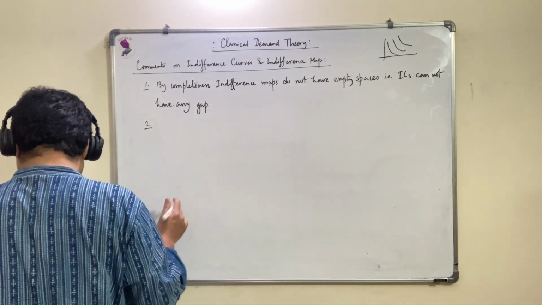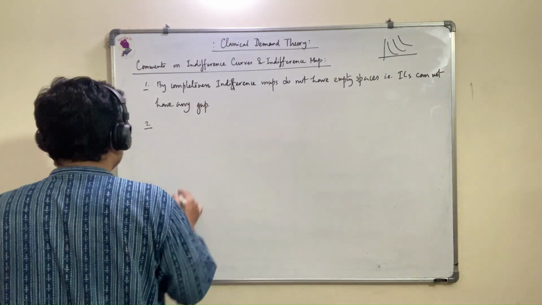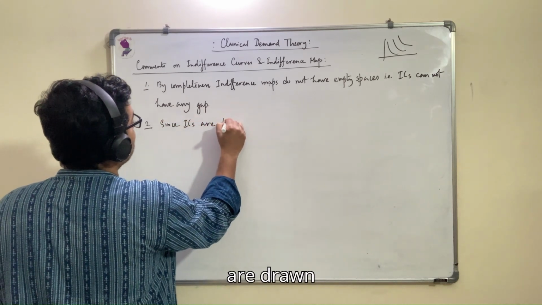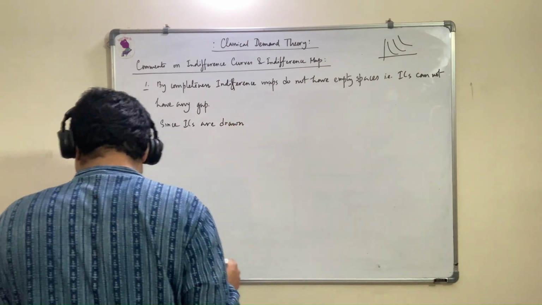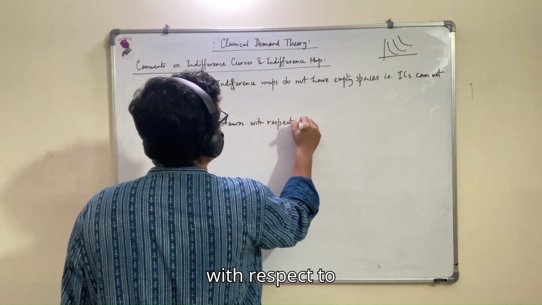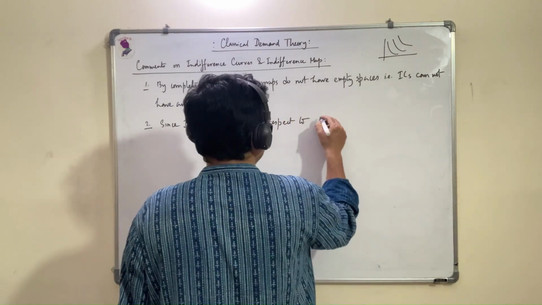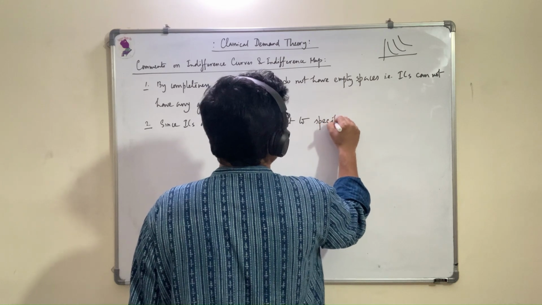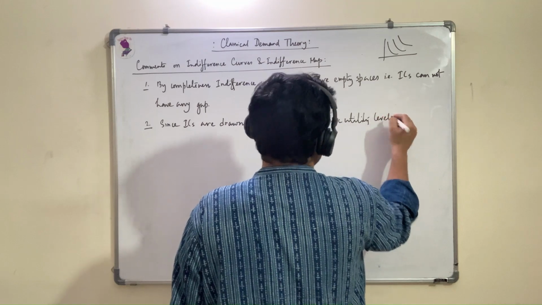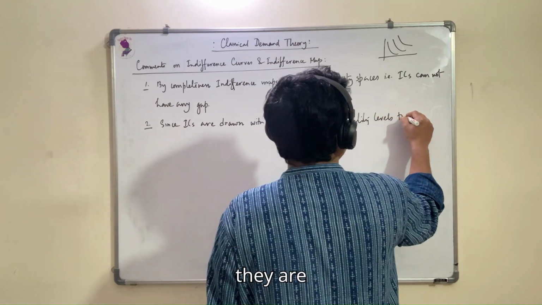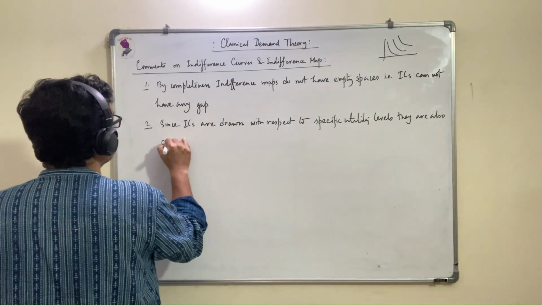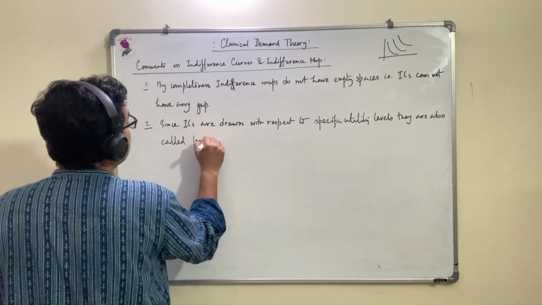Number 2, since ICs are drawn with respect to specific utility levels, they are also called level curves.